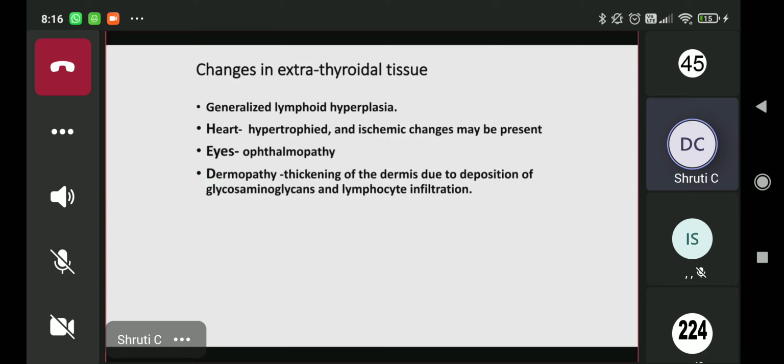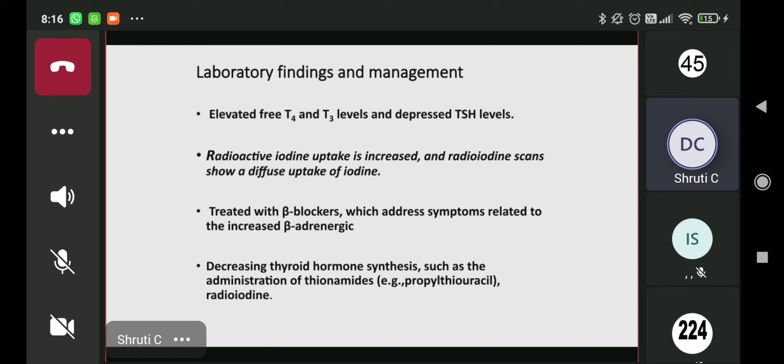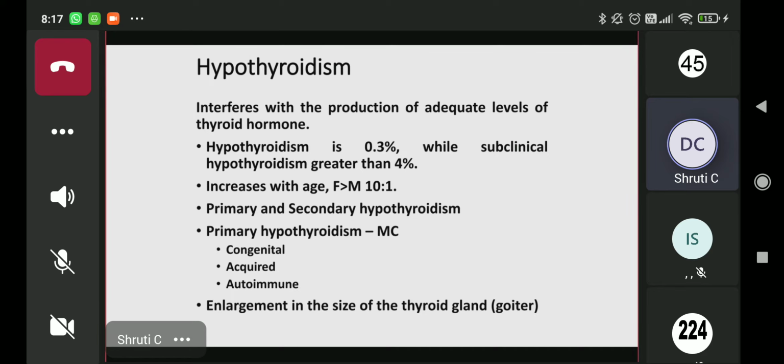Okay. And what are the changes in the extrathyroidal tissue? You may find lymphoid hyperplasia because autoimmunity is playing its role. And then heart, eyes, and skin may also show changes. Fine. Laboratory findings, I'm skipping the slide. This will be dealt with by Dr. Rosny. Okay. Then coming to hypothyroidism.